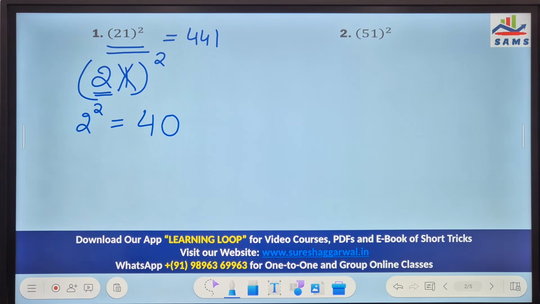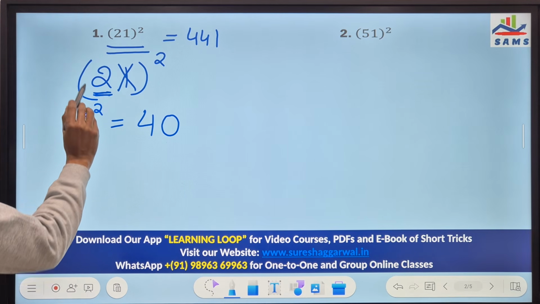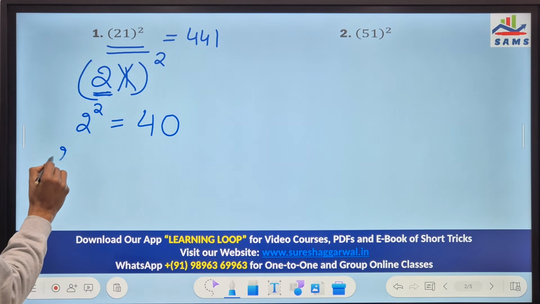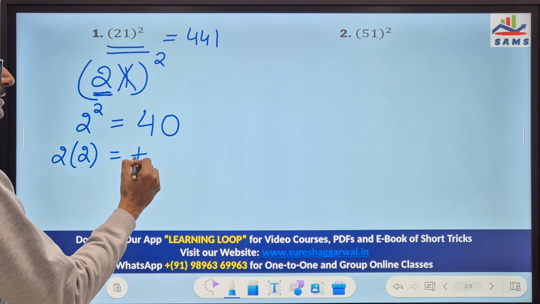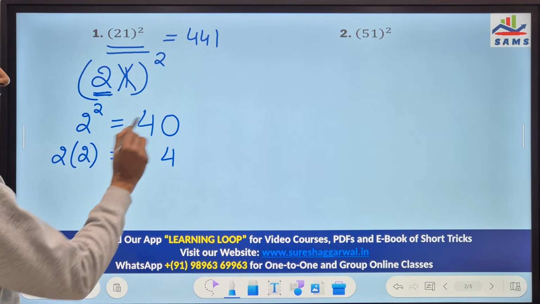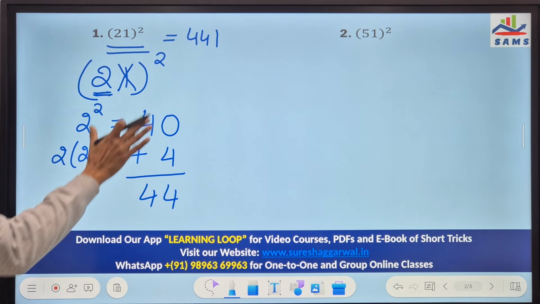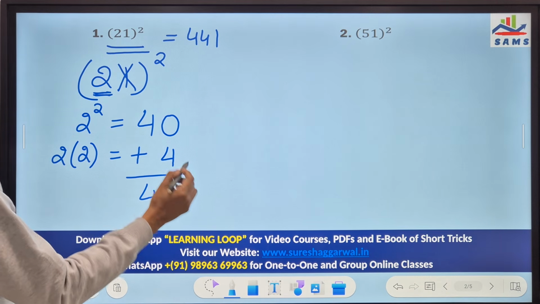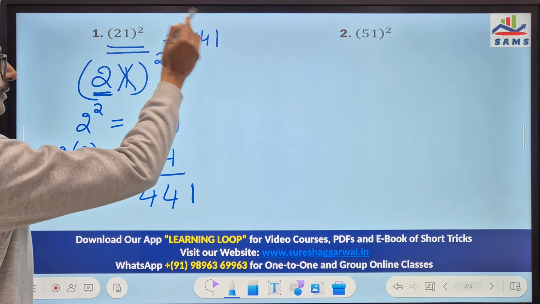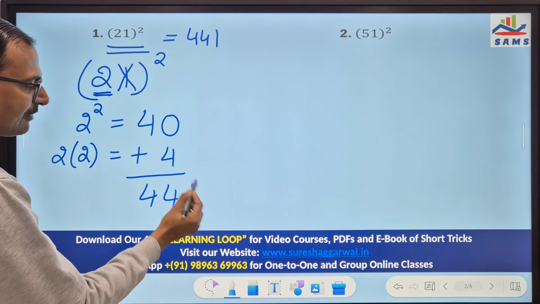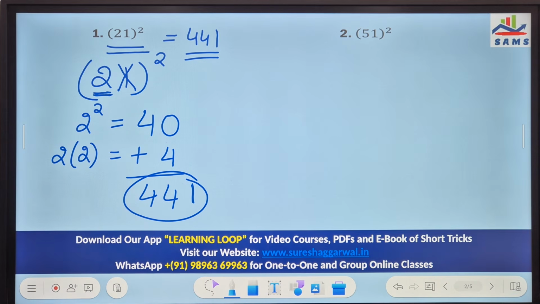So put a 0. And then whatever number is here, 2, just take the double of that number. Double of this number 2, I get the 4 and just add it to this 40. So you get 44, and finally whatever you get from these two steps, just suffix a 1, because any number ending in 1, the square will always end in 1 only. So just suffix a 1, you have the answer, same as here, 441.